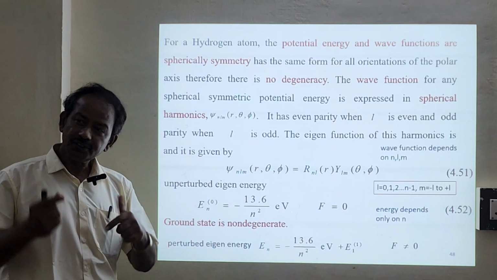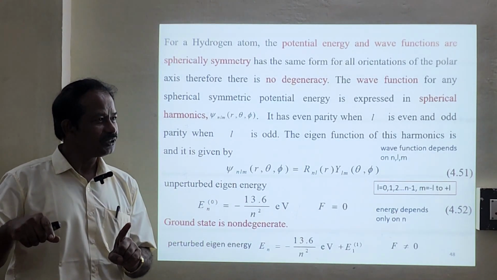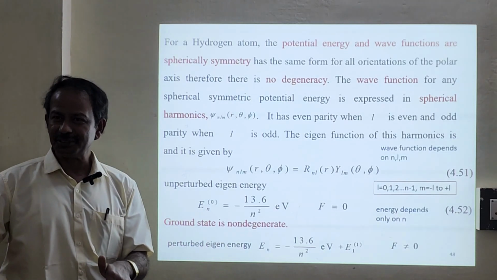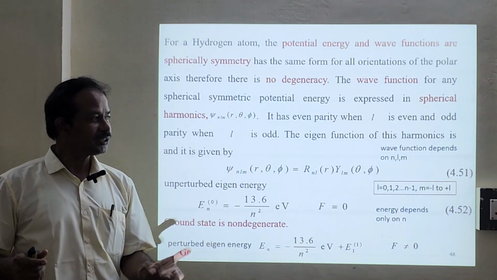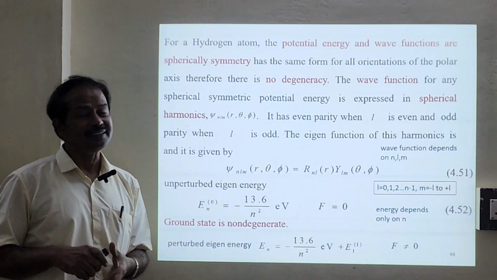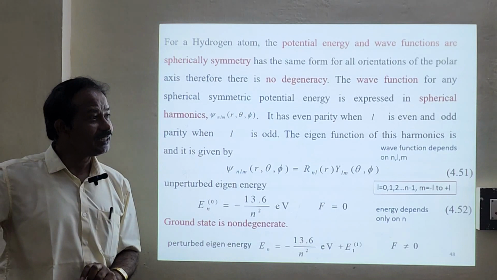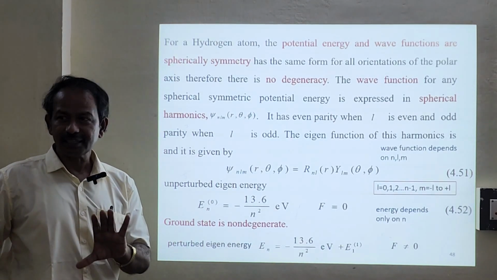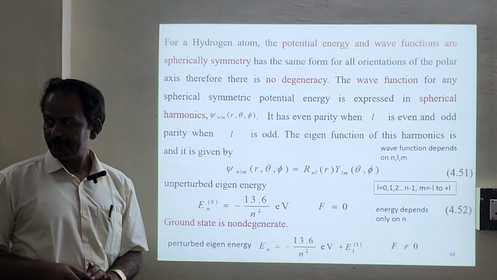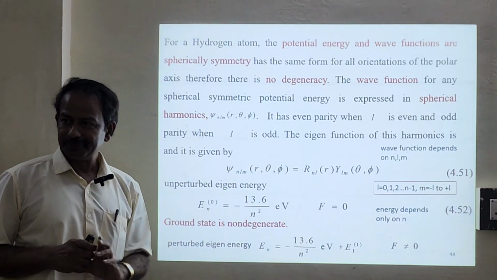Whatever may be the combination, you will get the same energy. For 100 there is no other combination; it is 100 only. So whatever may be the combination, you will have minus 13.6. It means non-degenerate. For only one wave function, we have a single energy, minus 13.6 electron volt. That's all.